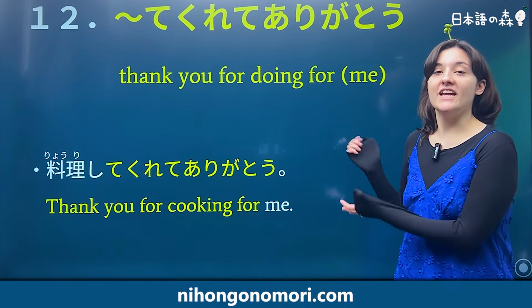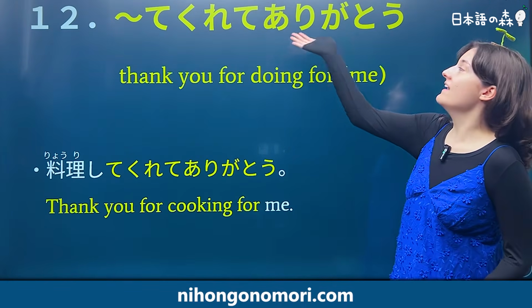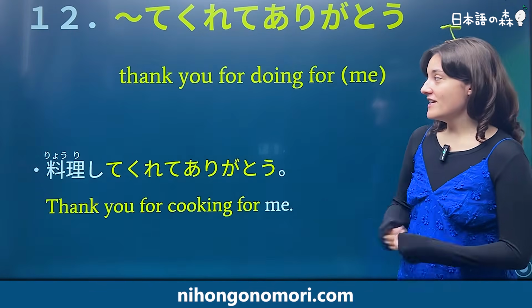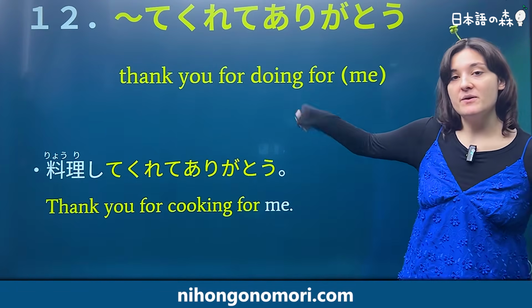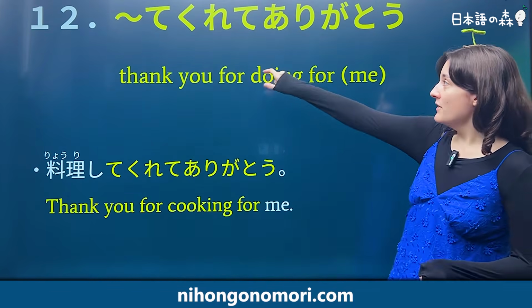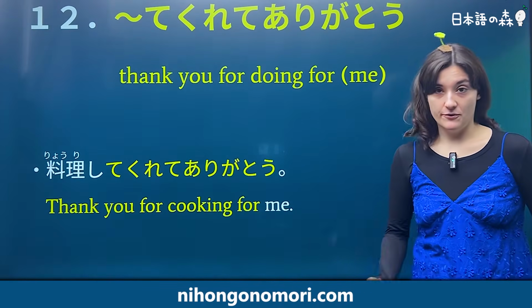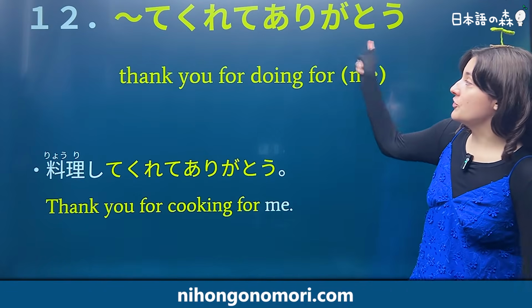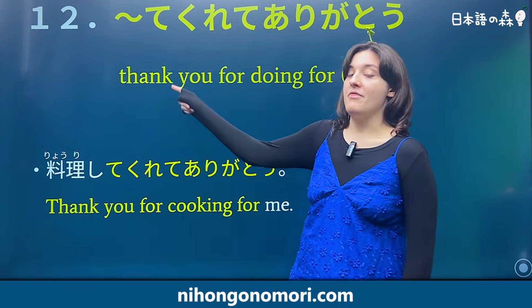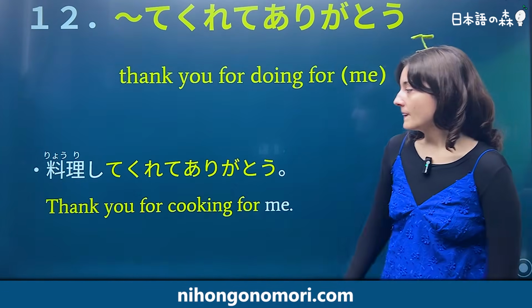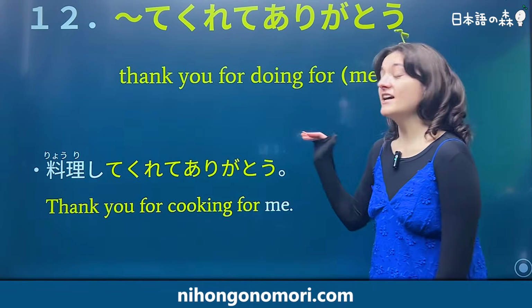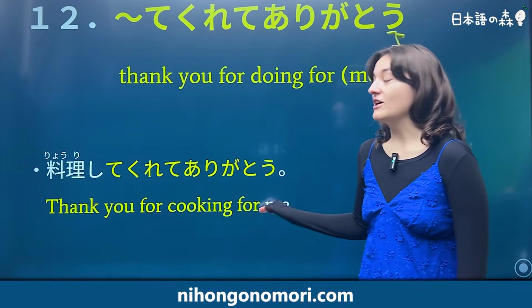てくれてありがとう or てくれてありがとうございます. So this is using that same てくれる that we just saw. And when we put that くれる also in the て form, we can attach a thank you, right? So we're saying thank you for doing that for me, right? Here we have 料理してくれてありがとう. Thank you for cooking for me.